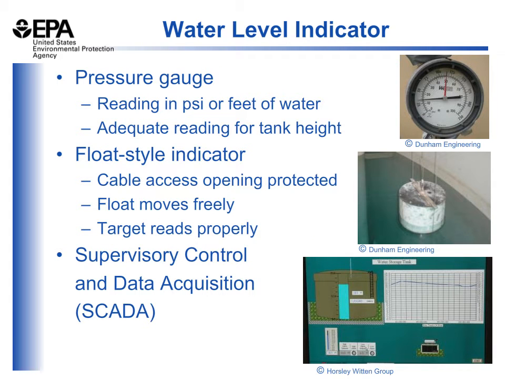Water level indicators in your tank also need maintenance, mostly to assure that they operate properly and that they give you the appropriate reading. There are different types of water level indicators, which include pressure gauges that will read in pounds per square inch or PSI, or maybe feet of water. For those gauges, you should just make sure that it gives you an adequate reading for your tank height. For float style indicators, if you have those, make sure that you don't have any issues with the cables, that the float moves freely, and again, that the reading is adequate. SCADA systems should be calibrated as necessary.